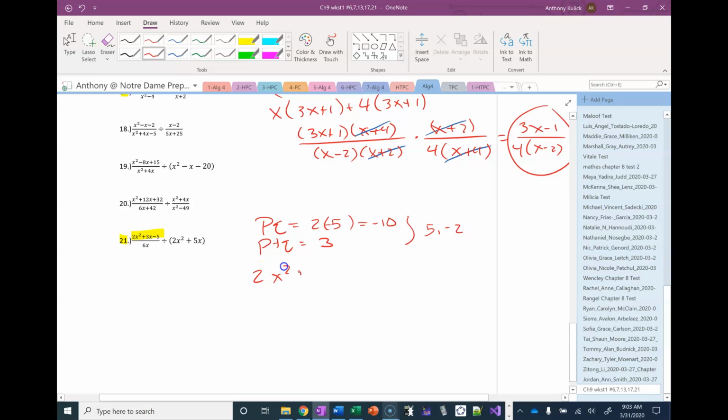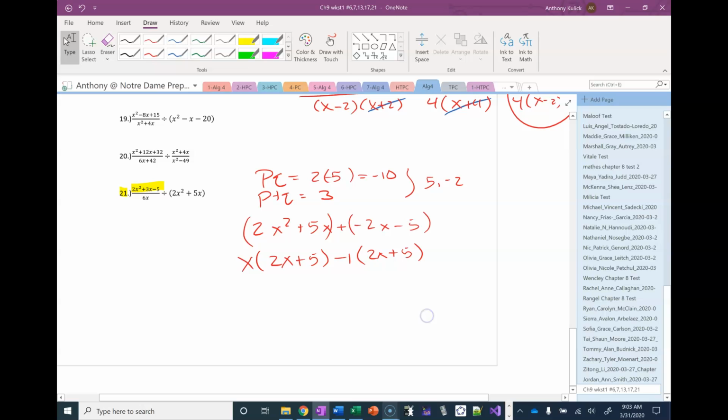So I have 2x squared plus 5x plus negative 2x minus 5. Make my two groups. From the first group I can take out an x, leaving me with 2x plus 5. From the second group I can take out a negative 1, leaving me with 2x plus 5. And then I have a 2x plus 5 in both, so that leaves me with an x minus 1. I still have over 6x.